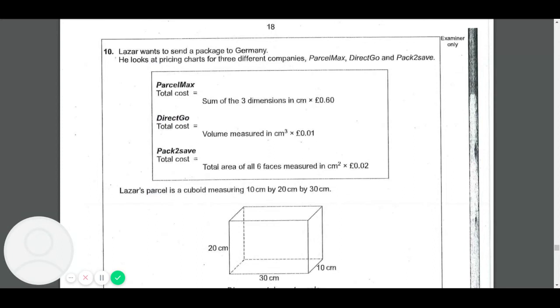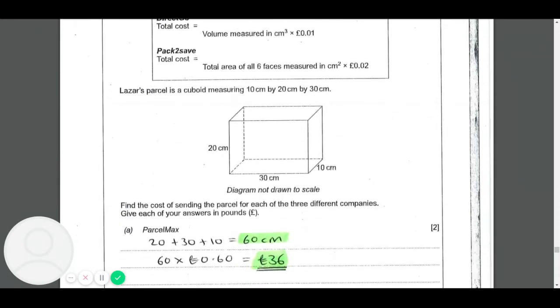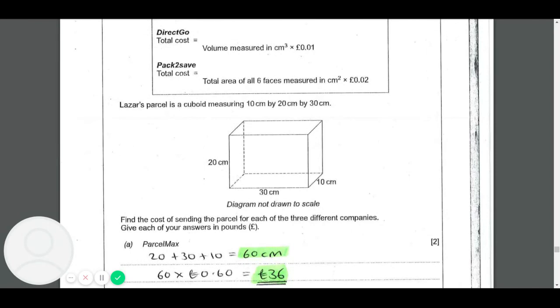Lazar wants to send a package to Germany. He looks at pricing charts for 3 different companies: Parcelmax, DirectGo, and Pack2Save. And we've got Parcelmax, sum of the 3 dimensions, 60 pence times 60 pence. DirectGo is volume times a penny. And Pack2Save, total surface area times 2 pence. So we've got a parcel. We want to figure out what's cheapest.